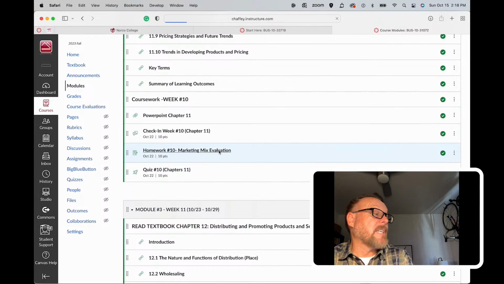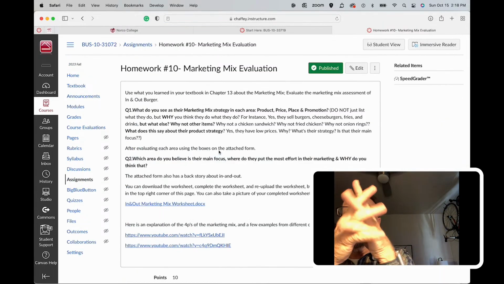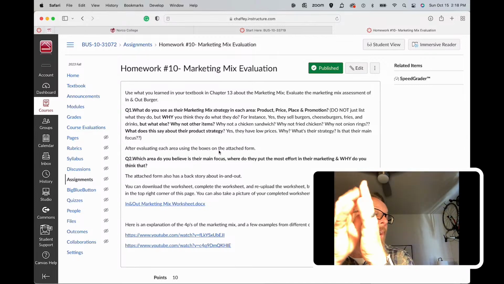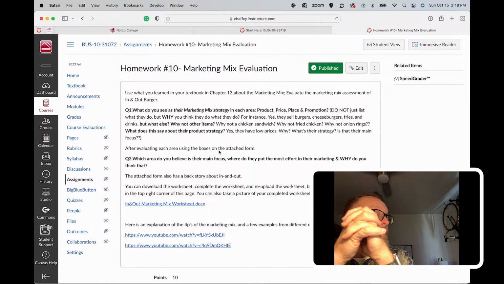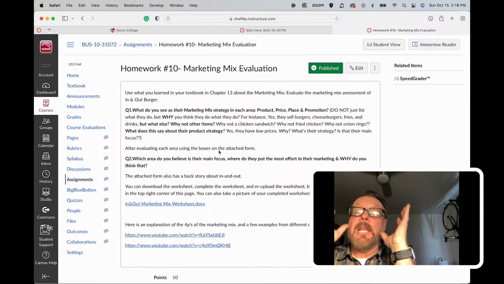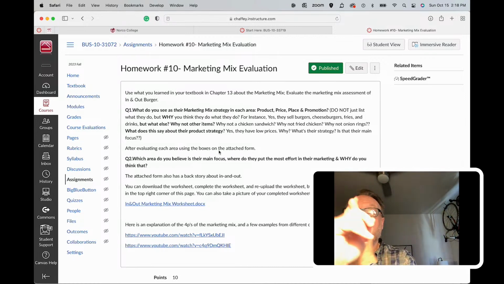It's called the Marketing Mix Evaluation. And this is where you're going to be looking at a local business. So I selected In-N-Out Burger to be the one that you look at. And what I want you to do is I want you to understand that marketing is made up of the 4 P's, right? Product, price, placement, and promotion.